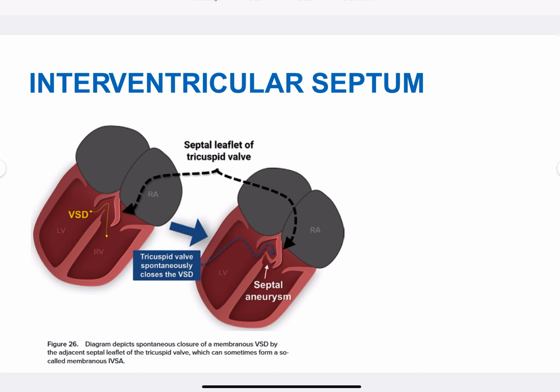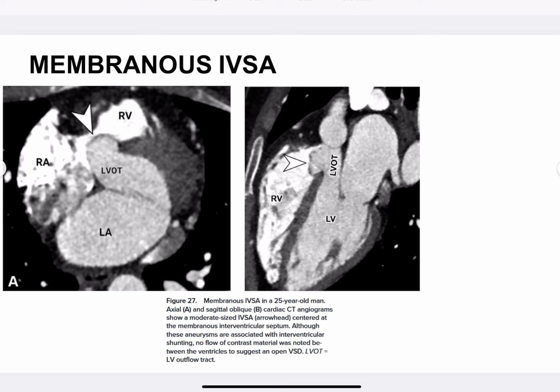Now the interventricular septum. Sometimes when there is a small VSD, the leaflet can itself close the VSD and there can be associated development of a small aneurysm. Now this aneurysm from the interventricular septum can arise either from the membranous part or from the muscular part. Let us see the example. This was an example of membranous interventricular septal aneurysm in a 25-year-old man. Here we can see the interventricular septal aneurysm in the region of the membranous septum. Again, in the second example, we can see the membranous interventricular septal aneurysm.